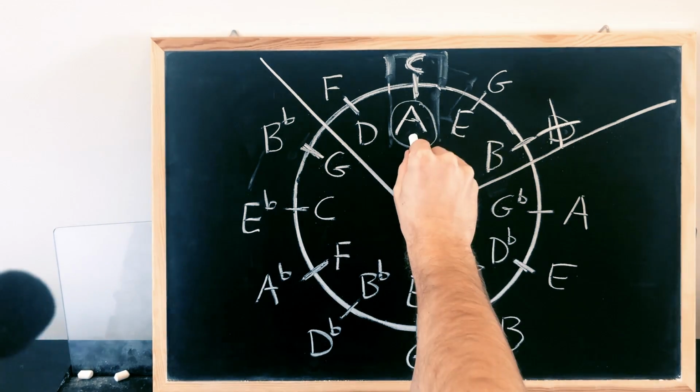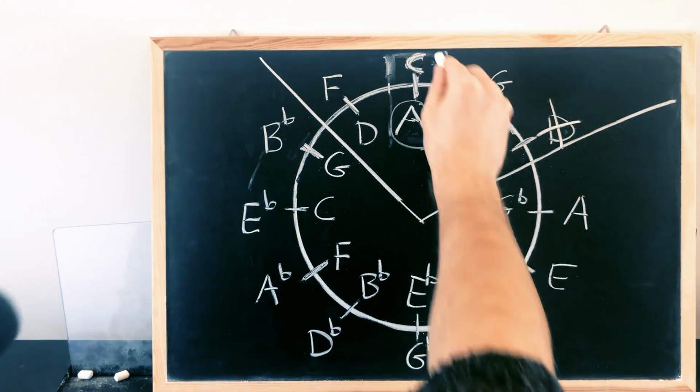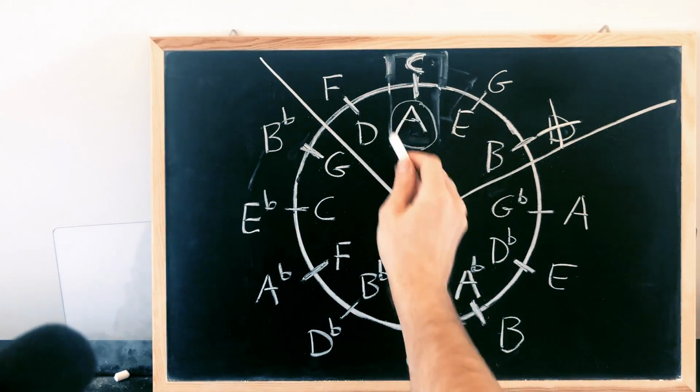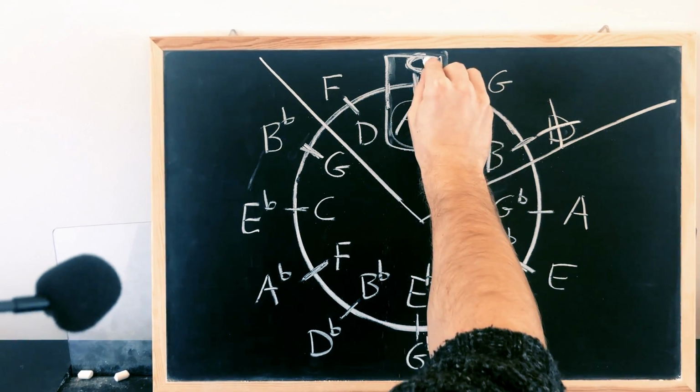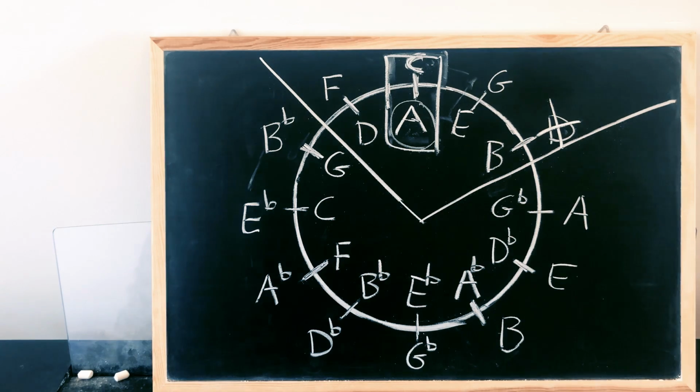Okay, A minor has exactly the same notes as C major, so we simply do the same. We select this box. This is why we select this box. Whether we're looking for C major or A minor, the notes are going to be the same.